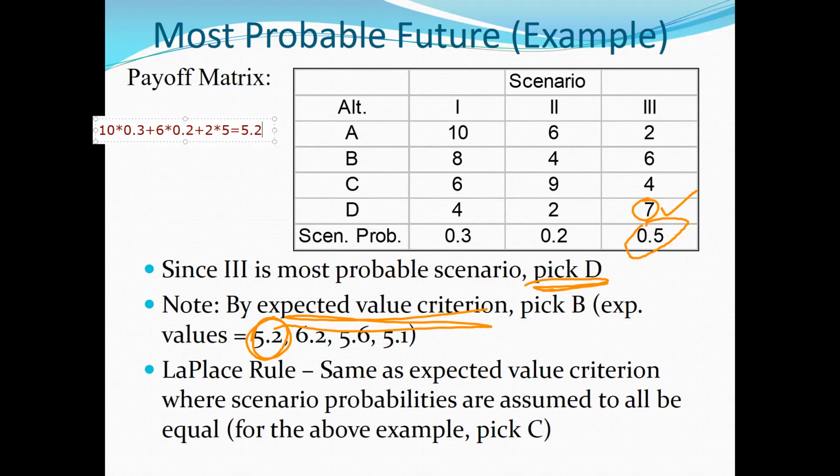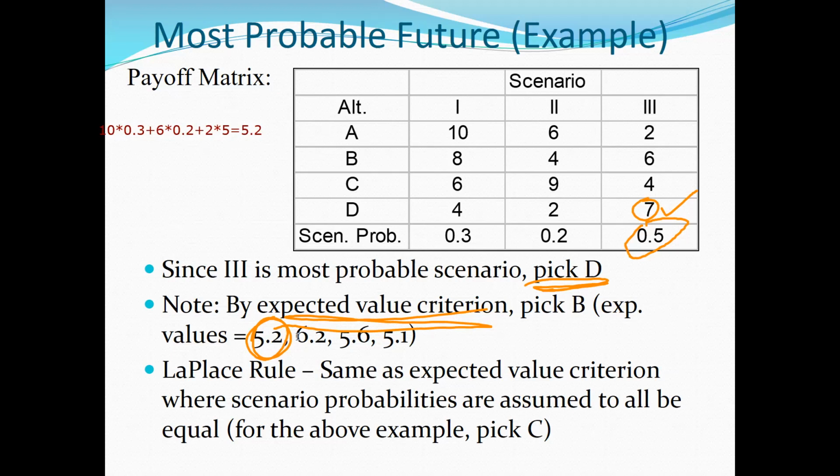Can you take 1 minute to make sure that you can obtain the expected value for alternative B? It's basically the payoff times the probability of that scenario occurring. So take 1 minute to come up with the payoff for alternative B.